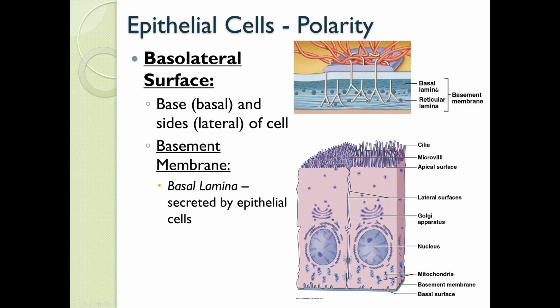The top part is called the basal lamina, and it is secreted by the epithelial cells that sit above the membrane. The bottom layer is called the reticular lamina, and it is secreted by the connective tissues that are underneath the basement membrane. So remember, epithelial cells are always sitting on top of connective tissue, and the basement membrane divides the 2. Half of the basement membrane is made by the epithelial cells, and half is made by the underlying connective tissue cells.